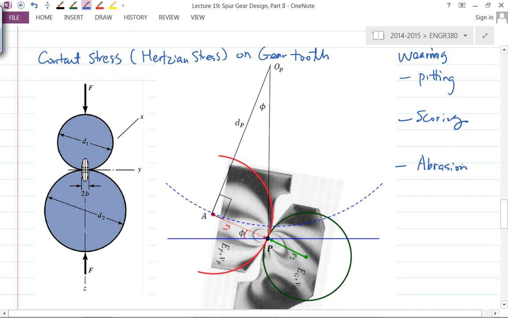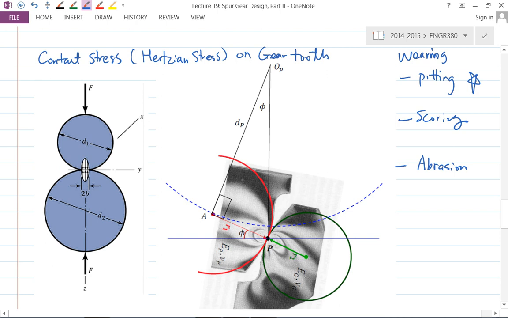Okay, abrasion. And this one is due to what? There's some kind of foreign stuff stuck in the middle, right? And then that's the abrasion, right? Yeah. So in our case, we're going to focus on this pitting. That's what we're saying. Okay, the contact varying due to high contact stress between two surfaces.